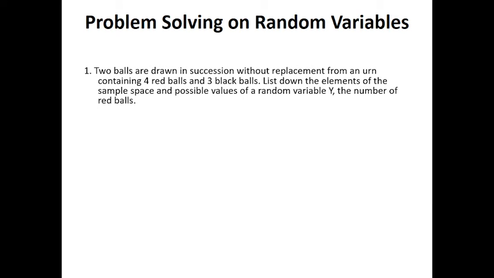So, bago tayo magpatuloy dun sa topic on probability distribution, solve muna natin itong problem regarding random variables. So, here's the problem. Two balls are drawn in succession without replacement from an urn containing 4 red balls and 3 black balls. List down the elements of the sample space and possible values of a random variable y, the number of red balls. So, let's analyze. So, meron daw tayong dalawang bola are drawn in succession from an urn. So, meron kang 4 red balls and 3 black balls. Okay? Two balls are drawn in succession, one at a time.